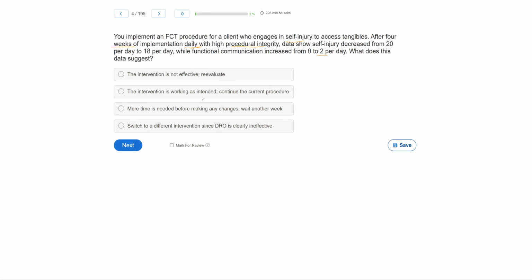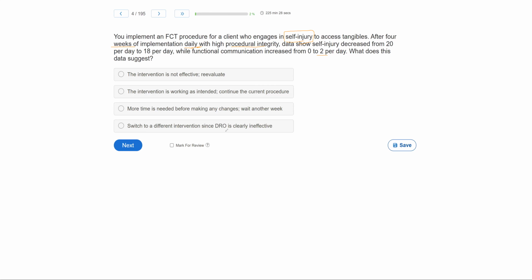B, the intervention is working as intended and continue the current procedure. A small decrease after 4 weeks, especially when it comes to something like self-injury, is just not effective enough. C, more time is needed before making any change. Wait another week. 4 weeks is long enough to make a decision, especially daily. That's a lot of sessions. You need to be careful about waiting too long to make an adjustment. The great thing about being a BCBA is you can make those adjustments on the fly.